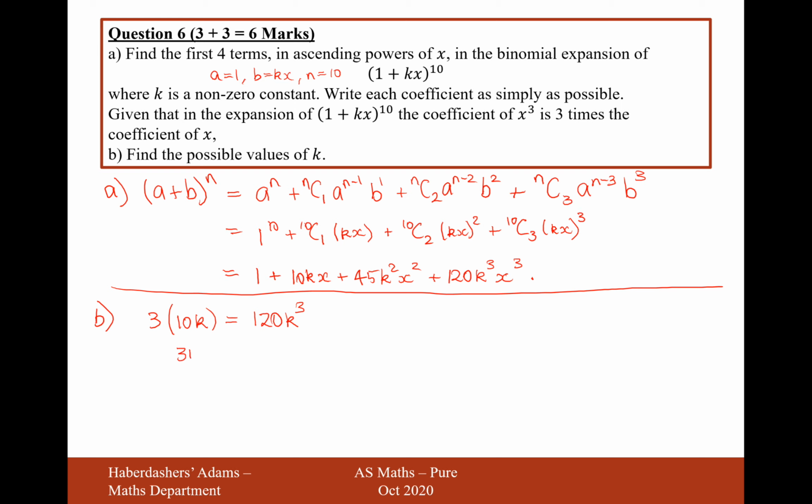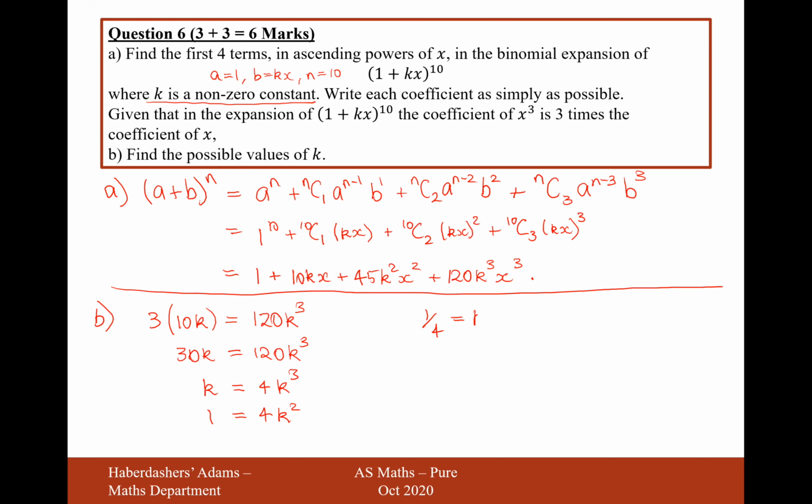Let's expand the brackets on the left. 30k equals 120k cubed. Divide by 30 and we'll get k equals 4k cubed. Now, given that k is a non-zero constant, I can divide by k here. It's going to be 1 equals 4k squared. The only time you're allowed to divide by a letter is when you know that that letter is not 0. And I know that that number's not 0 here, so I can divide by it.